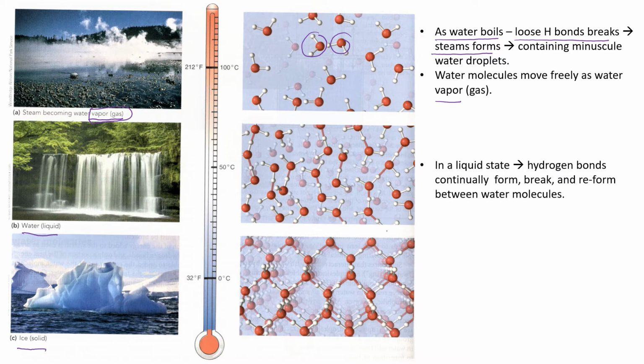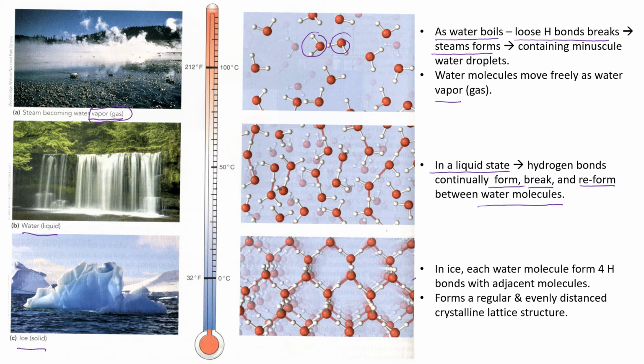The second form of water is liquid, water in the liquid state. So the hydrogen bonds will continuously form, break, and reform between water molecules. That's why we can see that water can move, because the hydrogen bonds between the water molecules will keep on breaking and forming, breaking and reforming. The next form of water is solid, which is ice. In the form of ice, each water molecule forms four hydrogen bonds with adjacent water molecules. This forms a regular and evenly distant crystalline lattice structure.